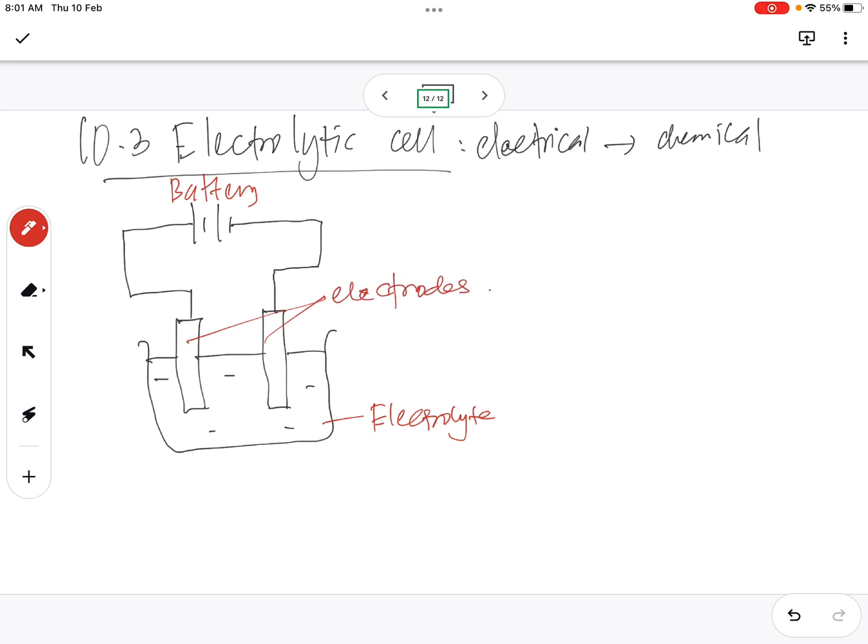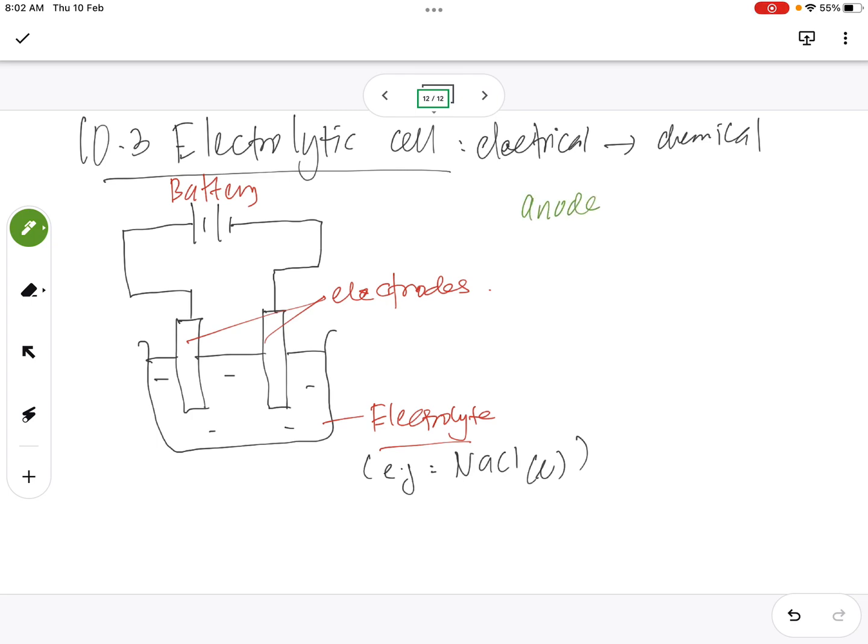Okay. Alright, to understand this operation of electrolytic cell, first we look at electrolyte. Okay. So I take example of electrolyte, let's say sodium chloride aqueous. Okay, or I just take sodium chloride liquid, molten. Okay, sodium chloride molten.